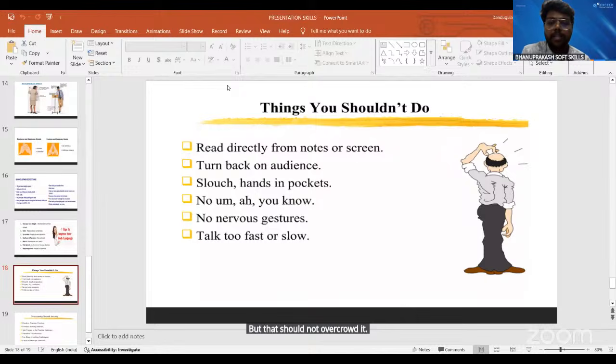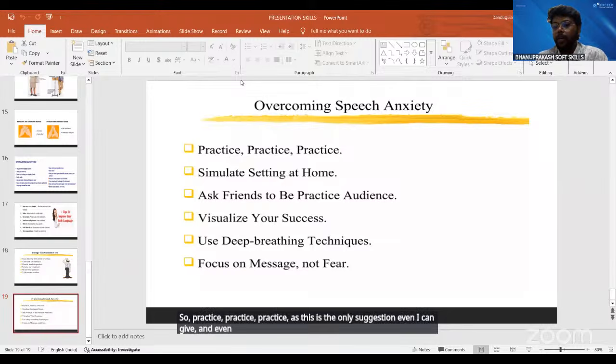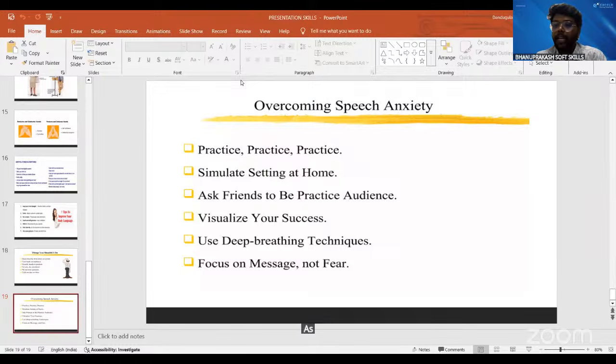And no nervous gestures, and no talking too fast or too slow. Both are not at all good. So you should maintain a proper pace. Overcoming speech anxiety, as this is what everyone is waiting for. So practice, practice, practice, as this is the only suggestion even I can give, and no matter whoever you ask will give the same suggestion. This is not any boon that we get from God just by doing something for God, right? It's all about the learning process.